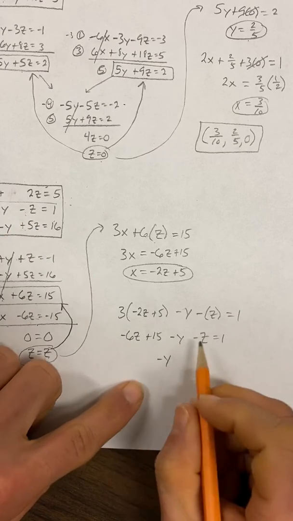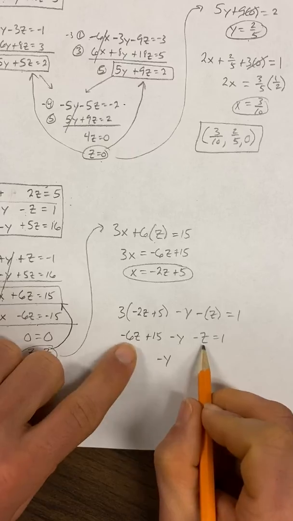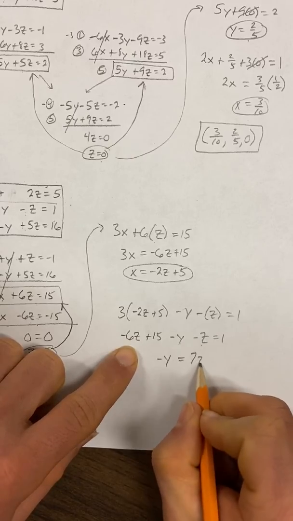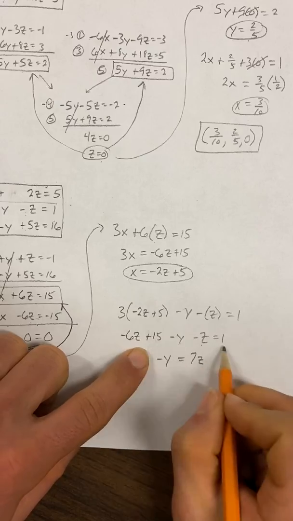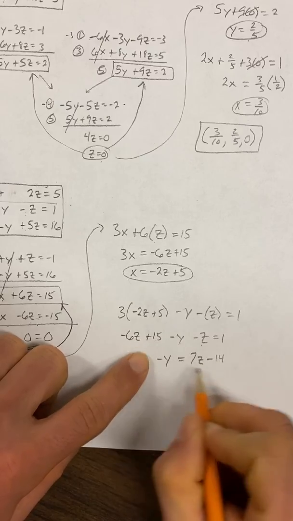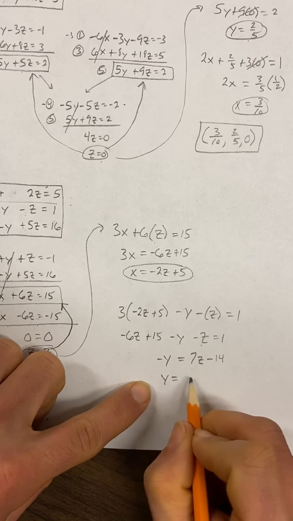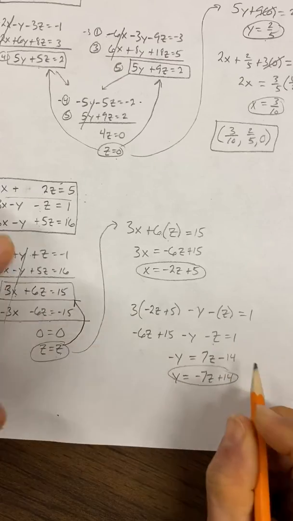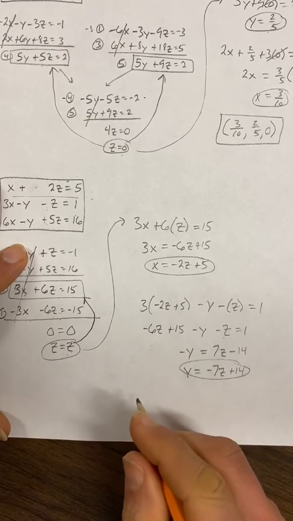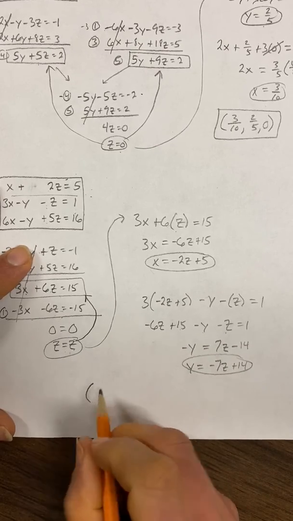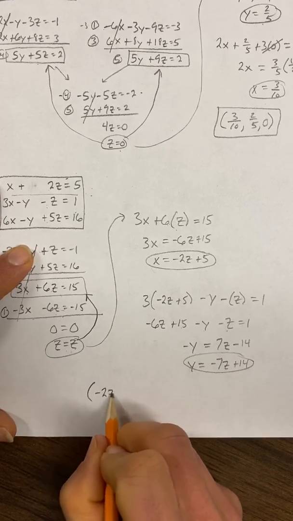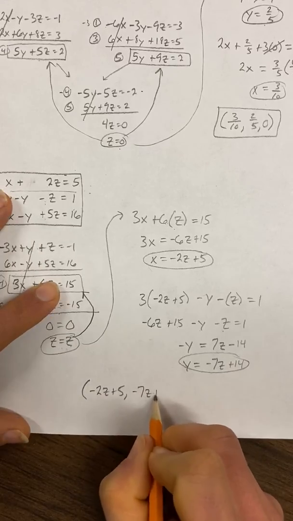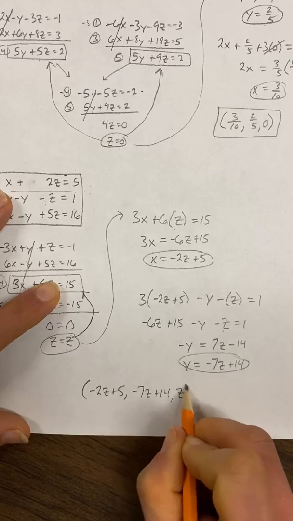If I get everything to the other side other than y, it looks like I have a total of negative 7z, so I'll be adding 7z to both sides. I have 15 here, so I'll subtract 15. And then, of course, multiply everything by negative 1. And now I have x, y, and z, and just like before, I'm going to write it as a three-dimensional point. I'll just say x is negative 2z plus 5, y is negative 7z plus 14, and z is z.